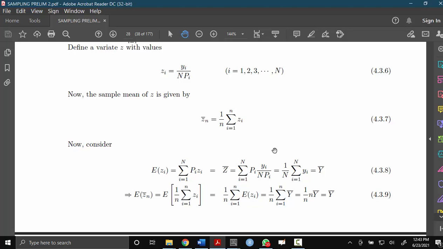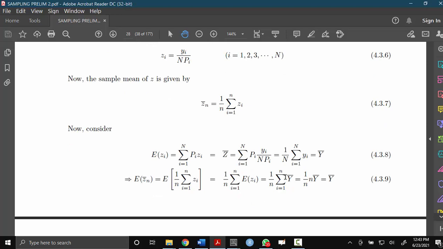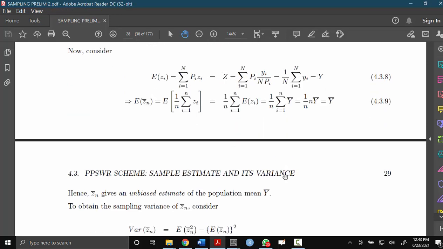So if you take the expectation of Zn bar, 1 by small n summation over i of Zi, that will also be equal to Y bar. So Zn bar gives an unbiased estimate of the population mean. Now we have to find the variance.